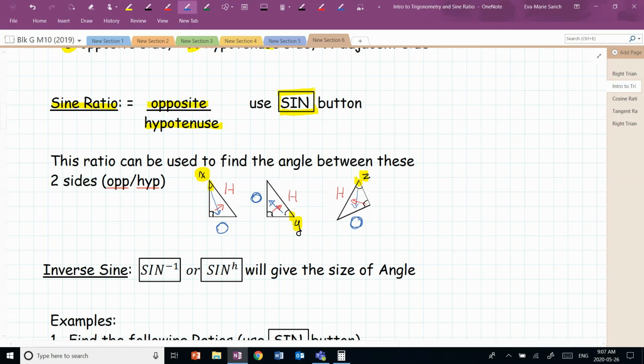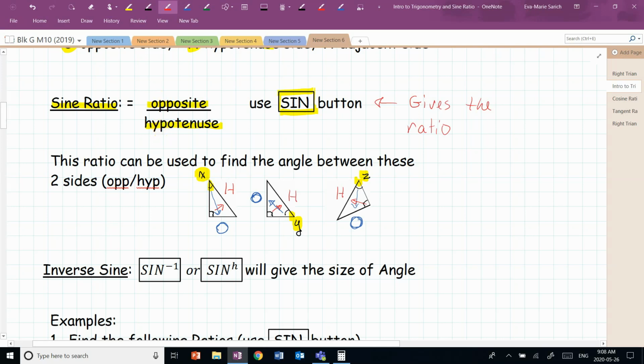Okay, so the sine button, this one gives the ratio, okay? And that ratio is a fraction, and it can be converted to a decimal. So if we took the opposite and divided it by the hypotenuse, we're going to get a decimal, okay?